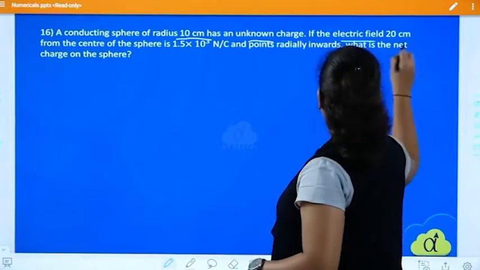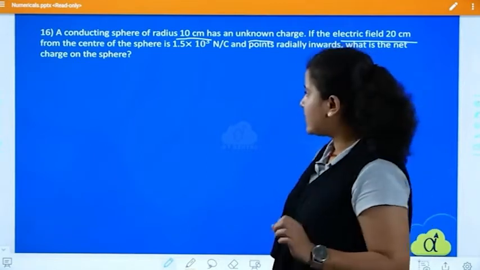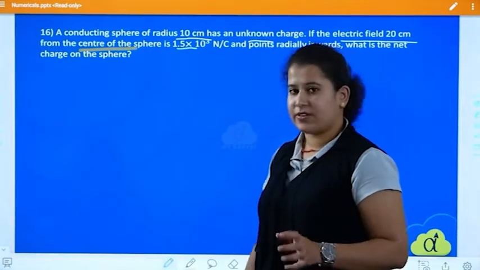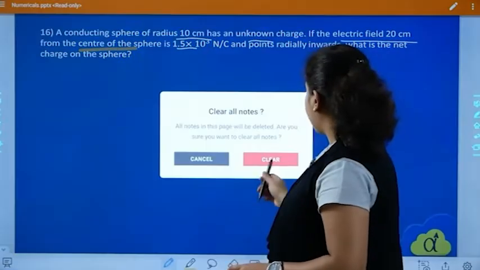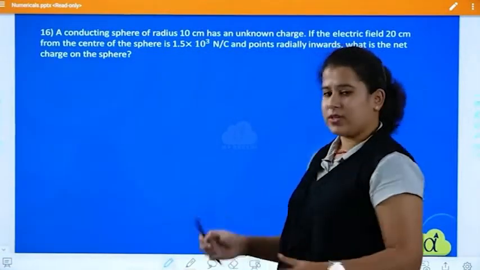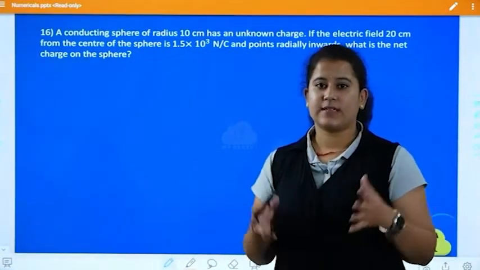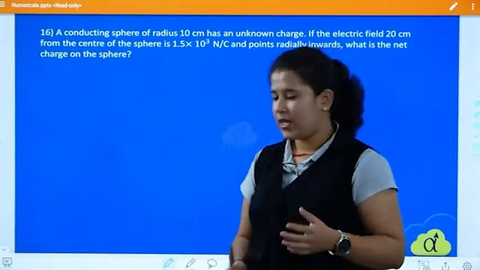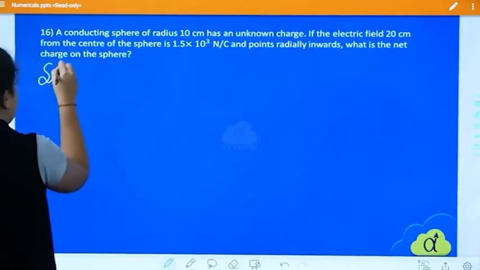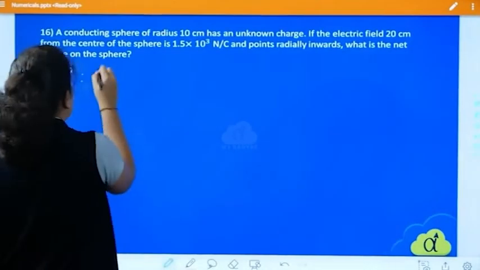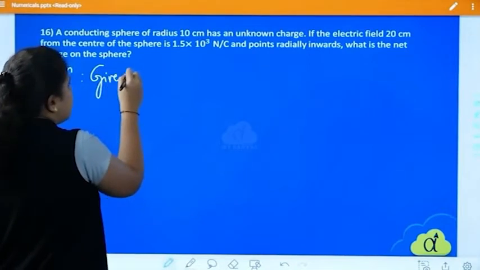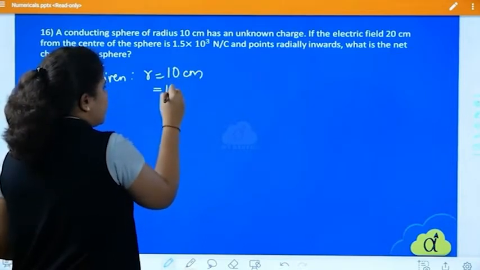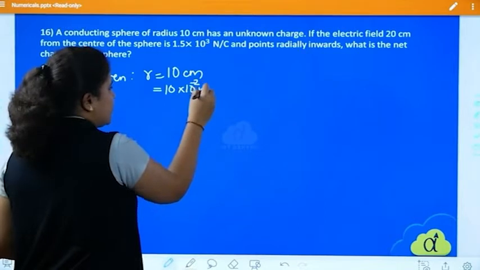Okay, so they have given me the electric field, which is 20 centimeters away from the center of the sphere, as 1.5 into 10 raised to 3. And it points radially inwards. Inward means the negative sign comes. And what is the net charge on the sphere? I have to check. Okay, moving on to the solution. First, what they have given me is the radius r, which is 10 centimeters, or I can just take it as 10 into 10 raised to minus 2 meters, right?